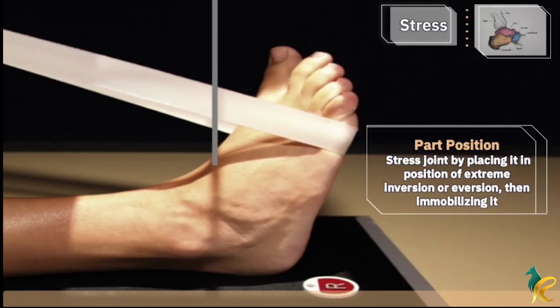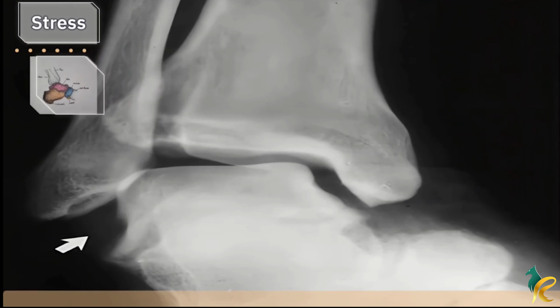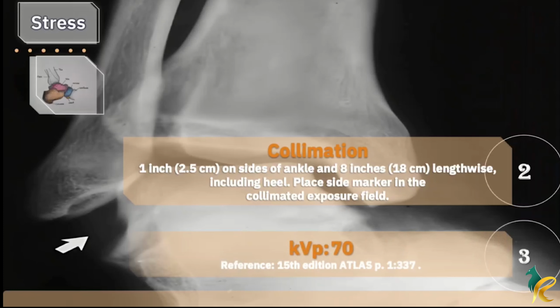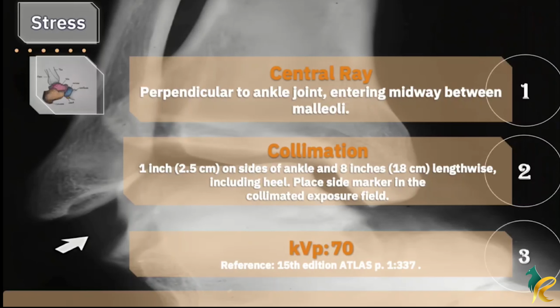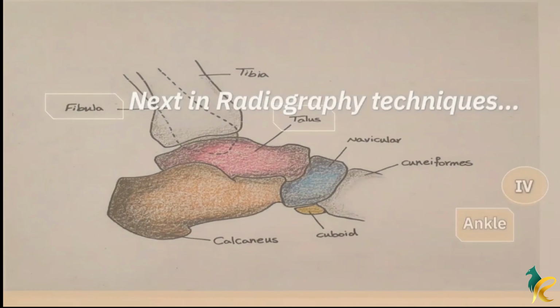After that, we have to immobilize it. Our central ray is perpendicular to the ankle joint, entering midway between the malleoli, and collimation and kVp are the same as any other ankle imaging.